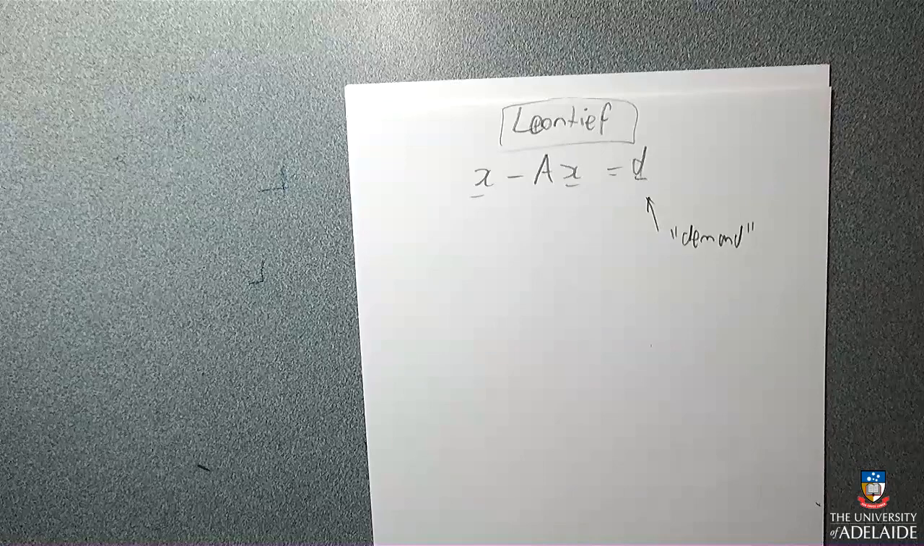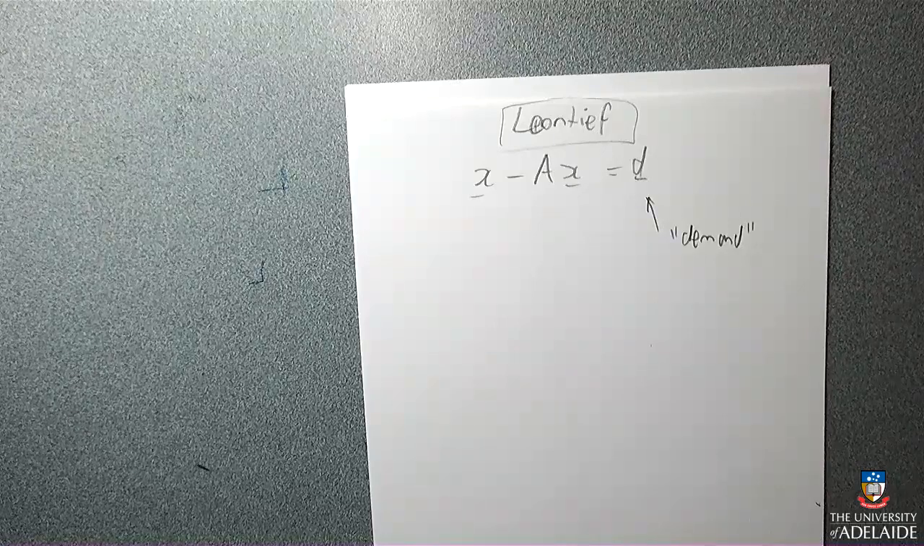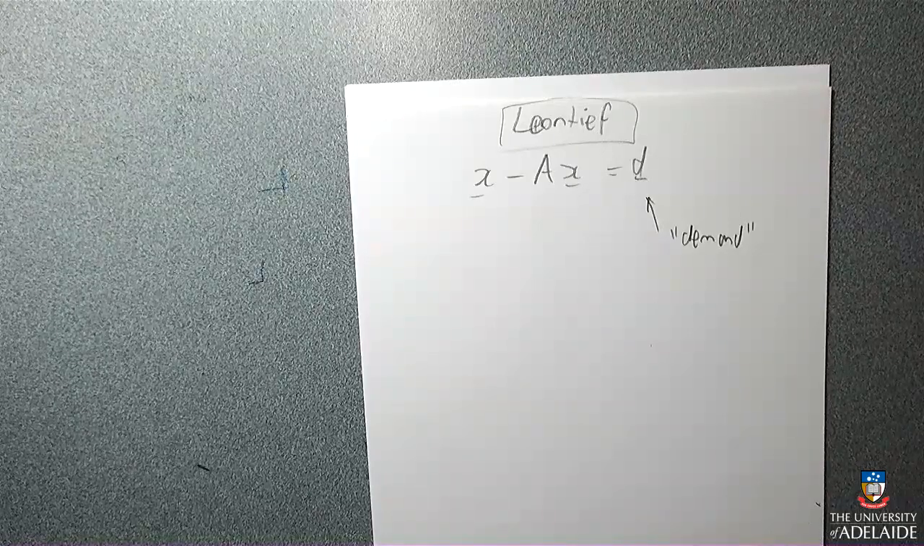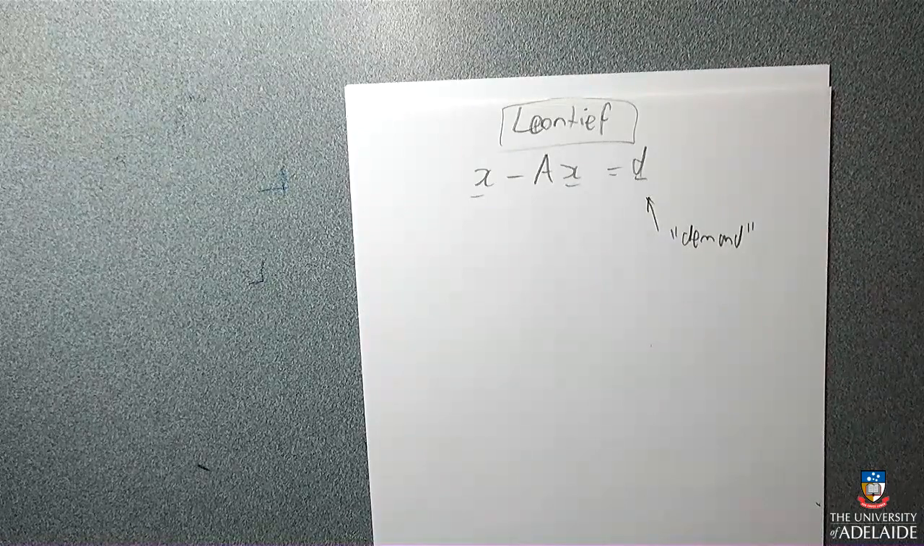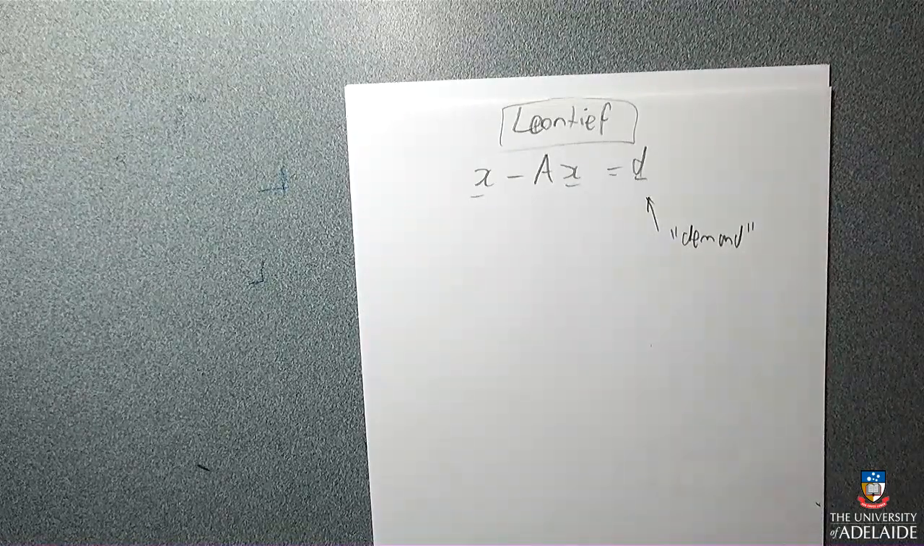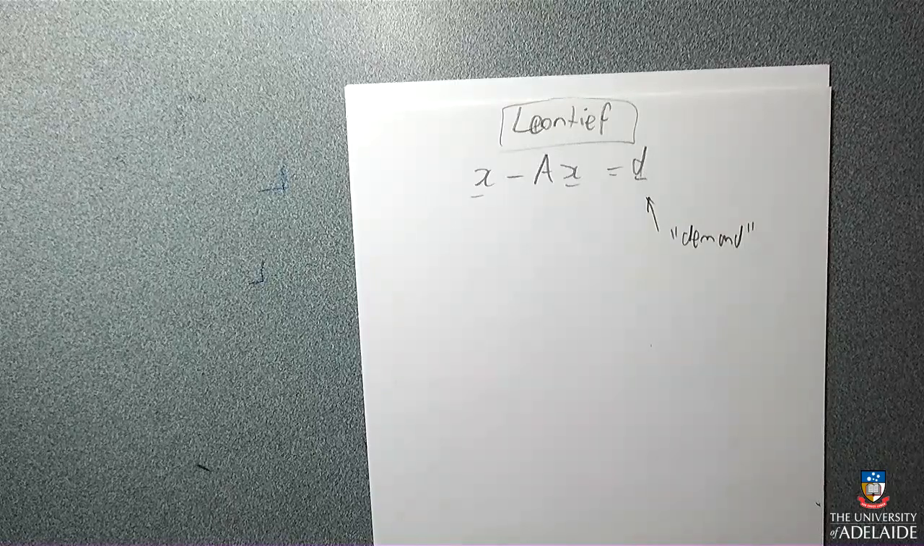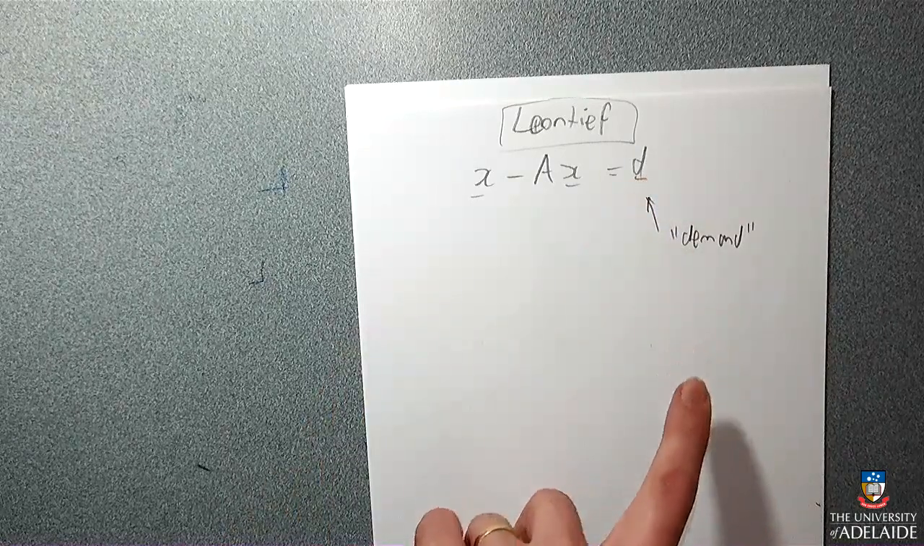And I believe it's the amount of demand that you could actually achieve, that you could actually meet. So if something external to your system demanded these amounts of each product, then you would be able to meet that demand. This is the biggest demand you could possibly meet.